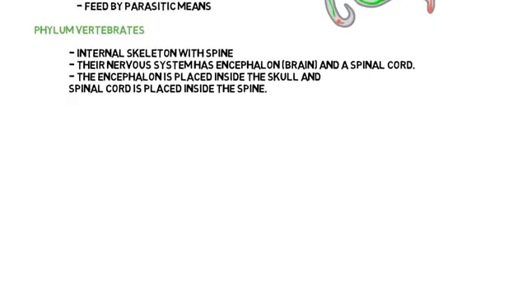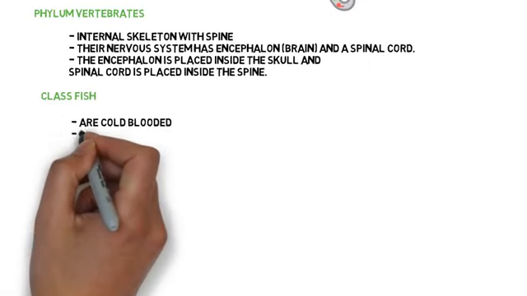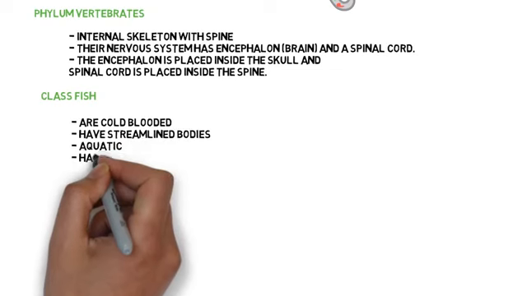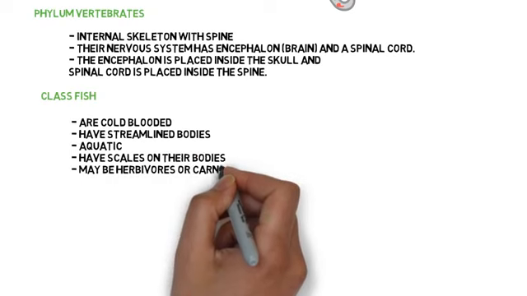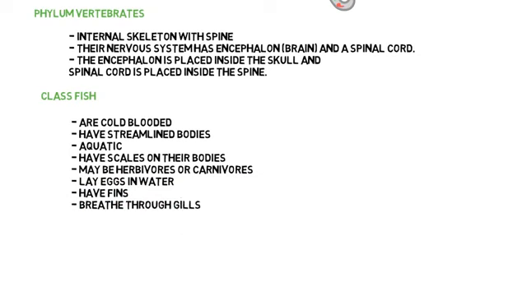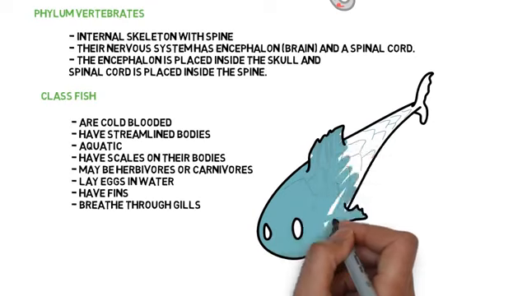Class Fish. They are cold-blooded, have streamlined bodies, are aquatic, have scales on their bodies. They may be herbivores or carnivores. They lay eggs in water. They have fins, and they breathe through their gills. Examples of fish are mackerel, pomfret, tuna, and salmon.